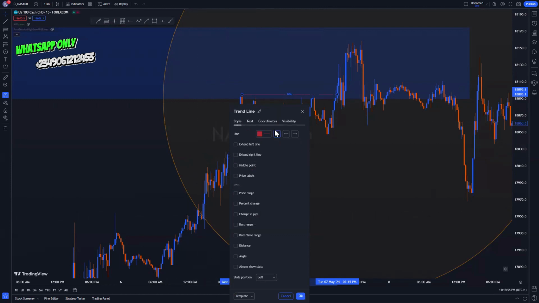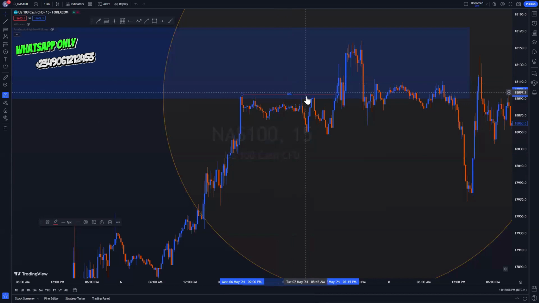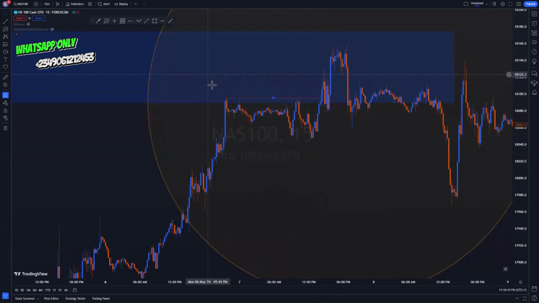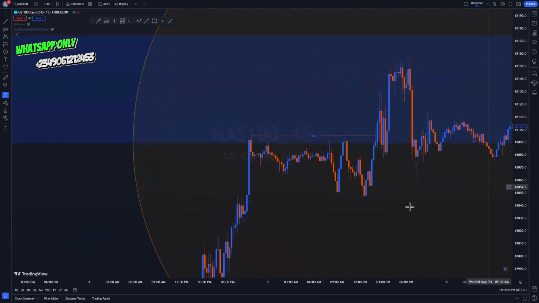So at that point we have what? Buy side liquidity taken. Now something happened here. Pay close attention. Let me zoom in so you can see it.